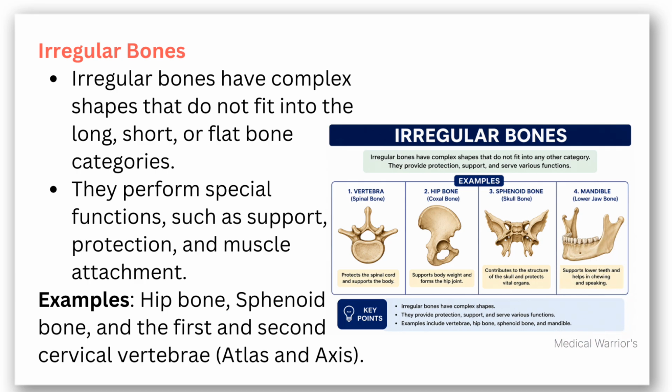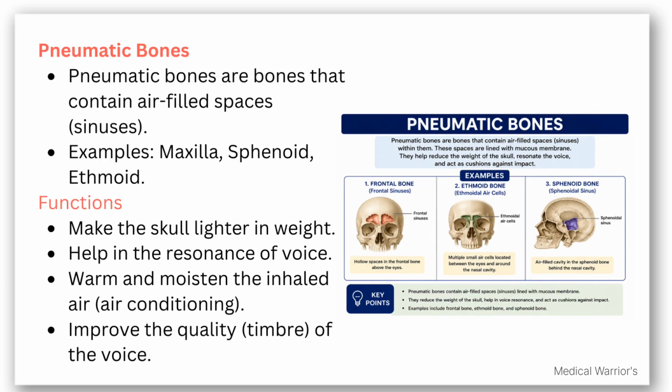We can see spinal bone, which protects the spinal cord and supports the body, and here we can see hip bone, which supports the body weight and forms the hip joint, and next we can see sphenoid bone and mandible bones.